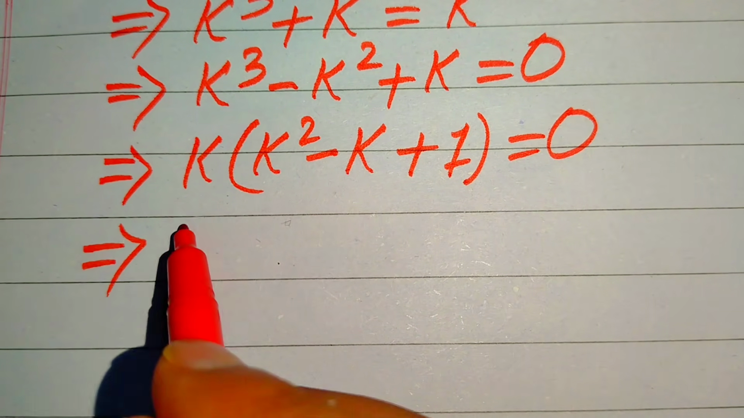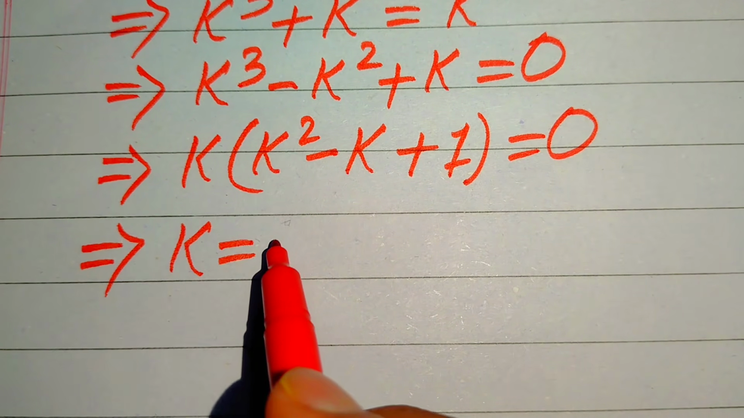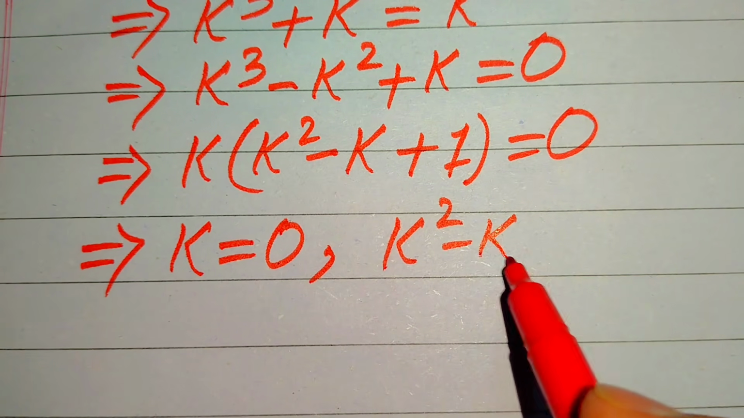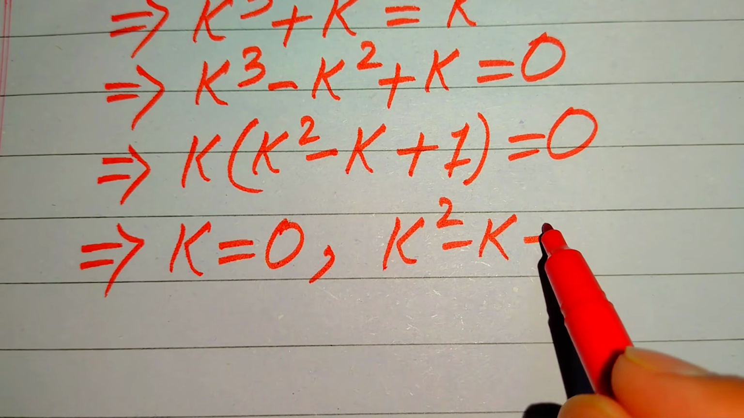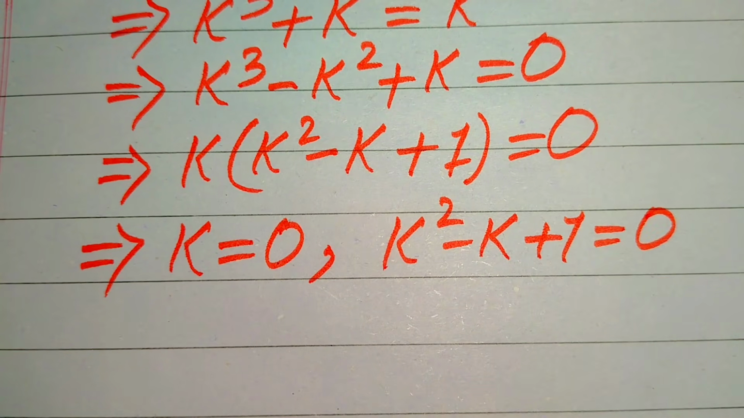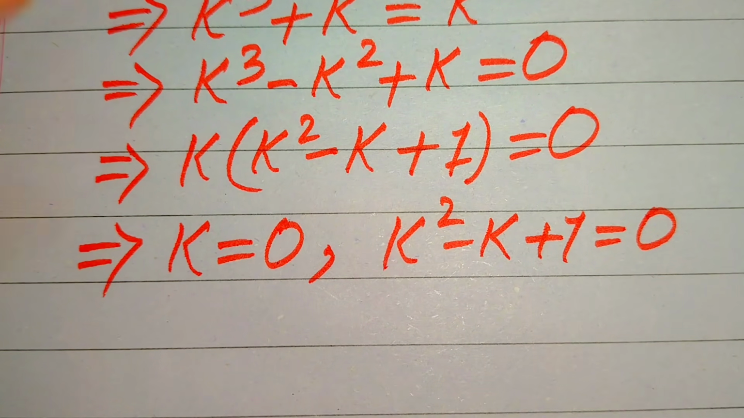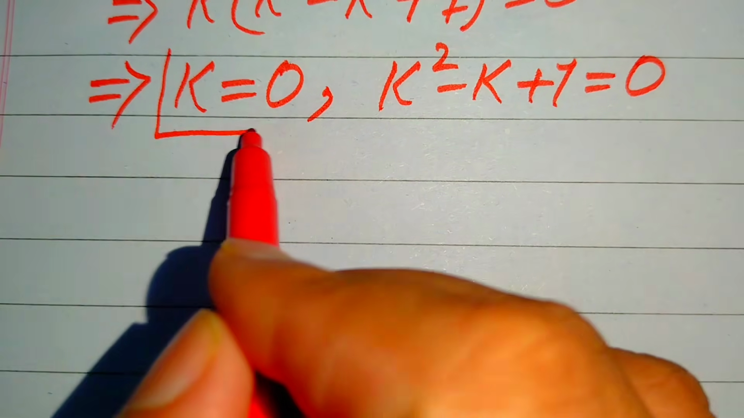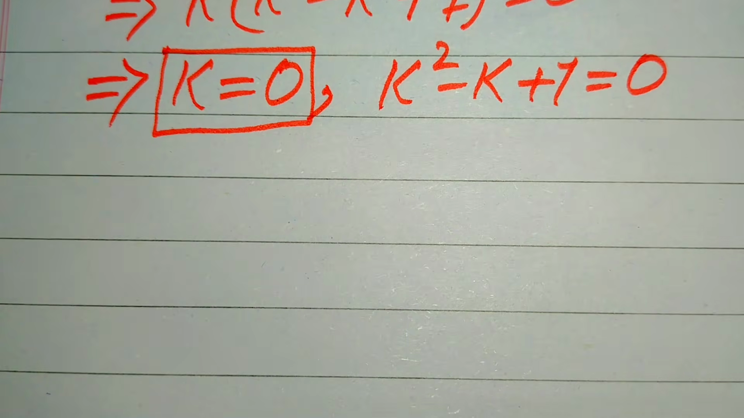And now in the next step we divide this equation into two cases. The first case is we write k is equal to 0, and the second case is we write k square minus k plus 1 is equal to 0. So we divide the above equation into two cases. So we have, this is the first root of the given equation.